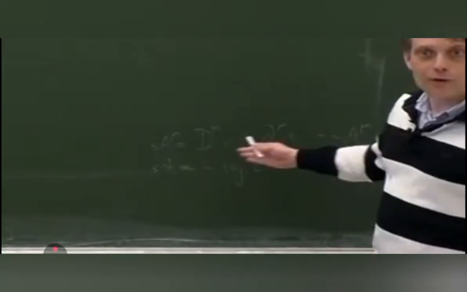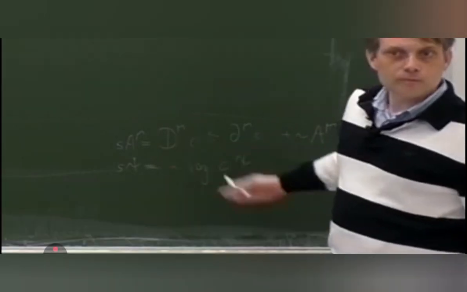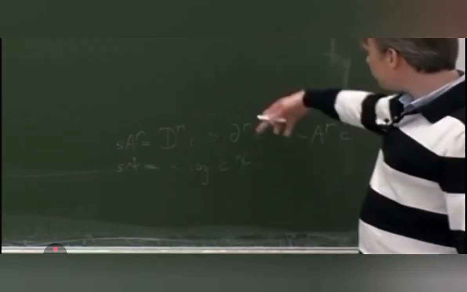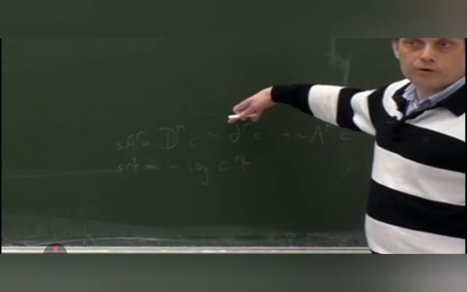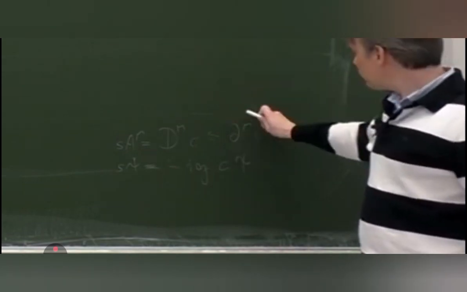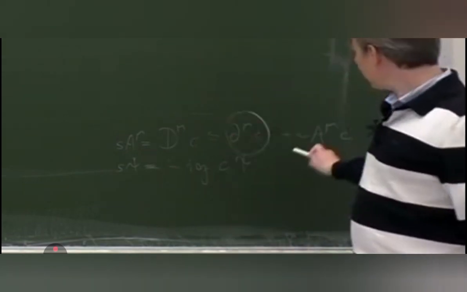Most BRST transformations are nonlinear. They all drop out. The only thing that does not drop out is the linear part of BRST transformations, like for example this term. Everything else will drop out if we amputate and go on shell.